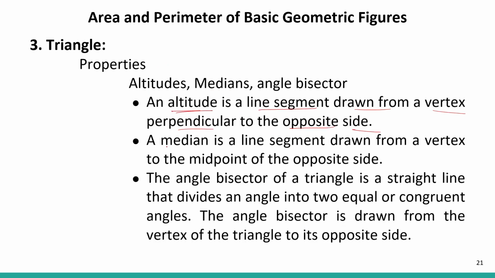So what is a median? A median is a line segment drawn from a vertex to the midpoint of the opposite side. So basically, if you have a triangle like this, let it be denoted by A, B, C. So here is the midpoint, here is the midpoint, here is the midpoint. Actually, let's take a versatile triangle so that it is different and easy to understand. So A, B, and C.